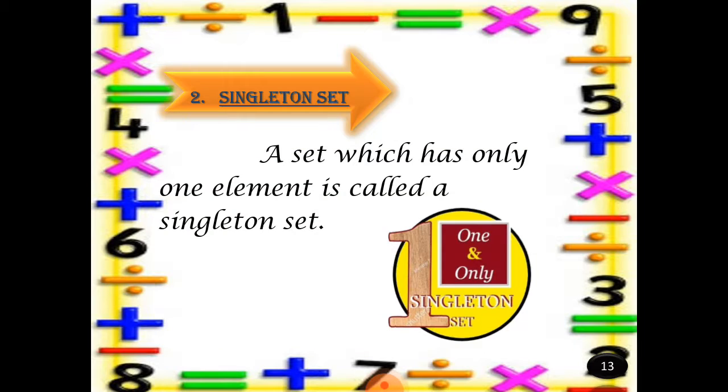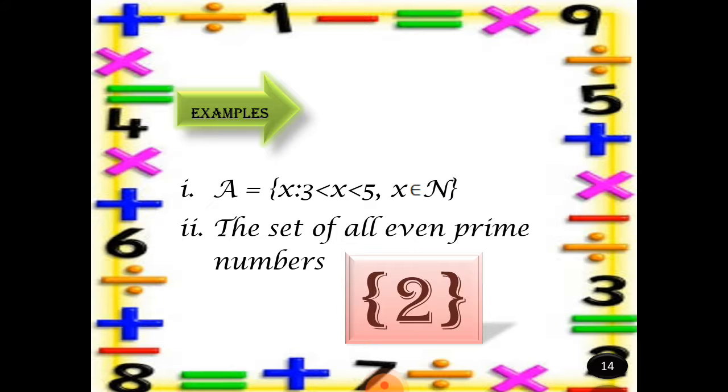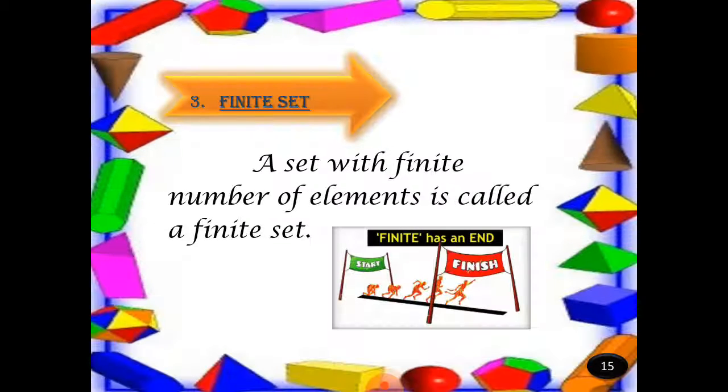Next let us see the singleton set. A set which has only one element is called singleton set. In a set only one element will be there, that is a singleton set. This is the example for that, the set of all even prime numbers. So only 2 is the even prime number, so it is written inside the bracket. It is a singleton set.